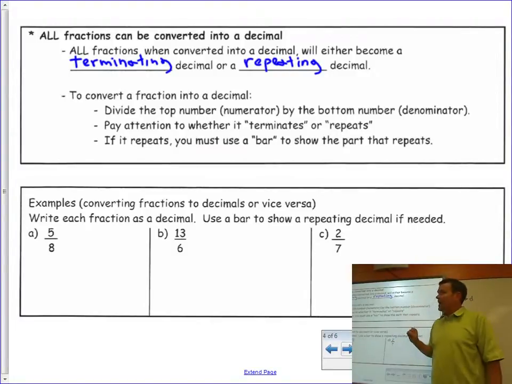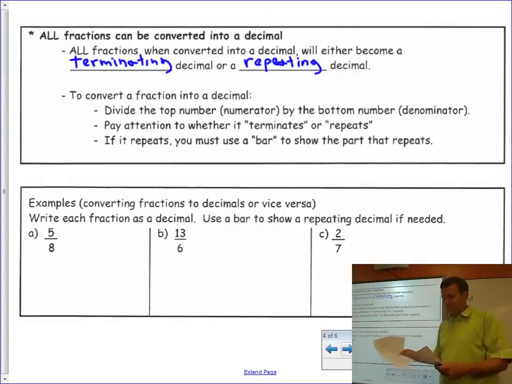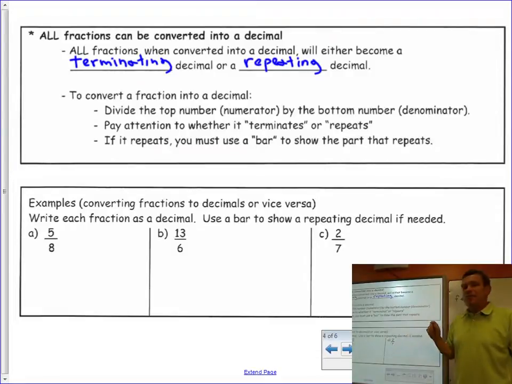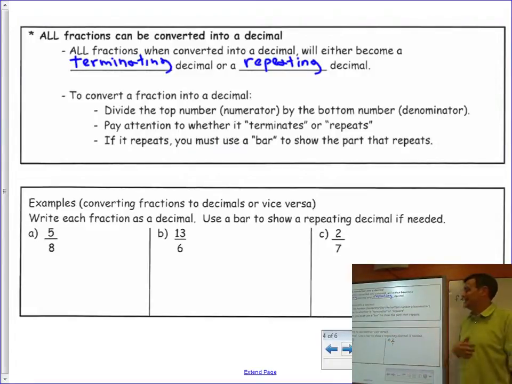To convert a fraction into a decimal, this is real easy. We're just going to do it on our calculator. You want to divide the top number, the numerator, by the bottom number, the denominator. You want to pay attention on your calculator. Does it look like it terminates, or does it look like there's a repeating pattern? Most of the time, fairly obvious. And if it repeats, I'd like you to use a bar to show it.